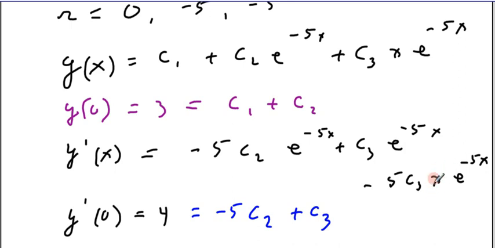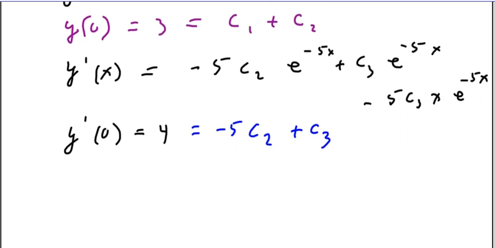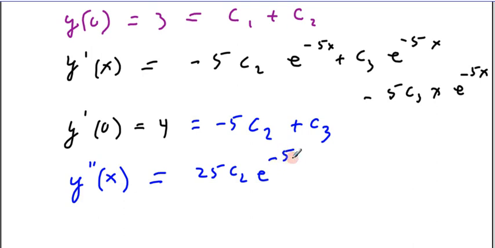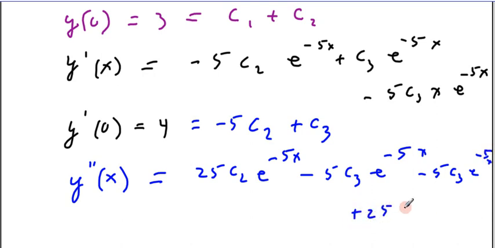Okay, and there's an x sitting right here, so that term goes away. So that's good. We have two equations, three unknowns, so we need another equation. Y double prime of x is equal to 25 c2 e to the minus 5x minus 5 c3 e to the minus 5x minus another 5 c3 e to the minus 5x plus 25 c3x e to the minus 5x.